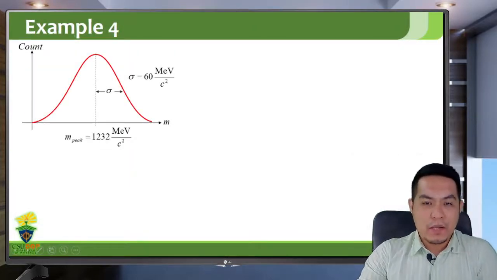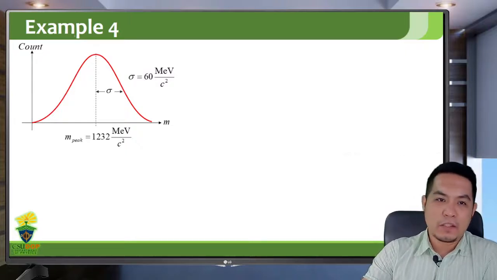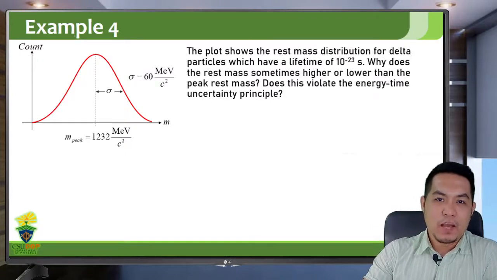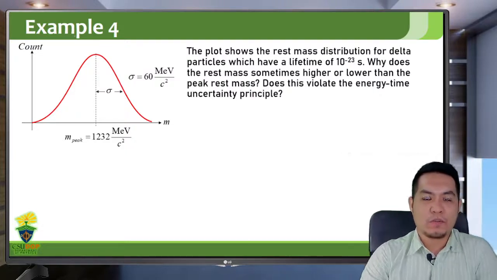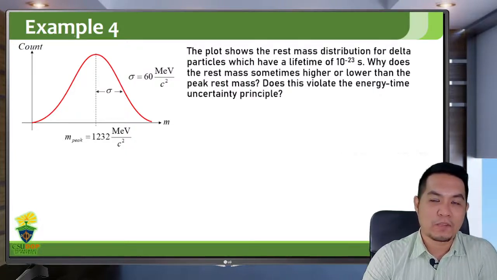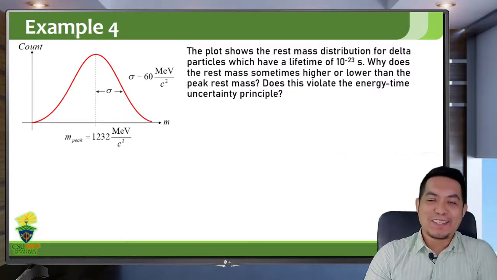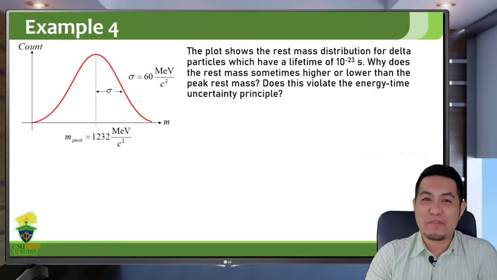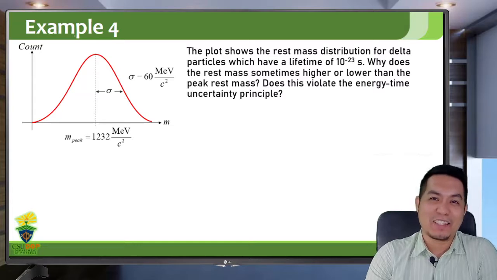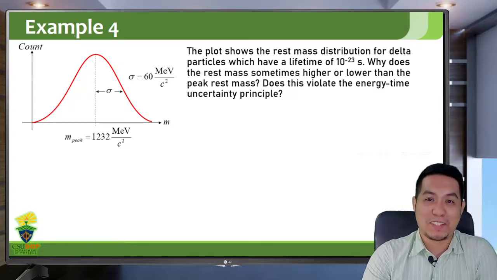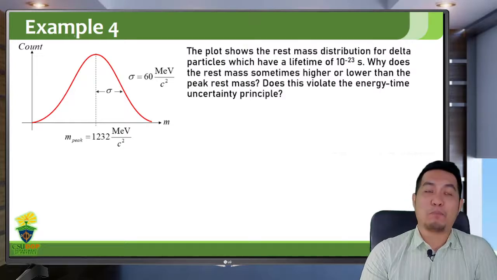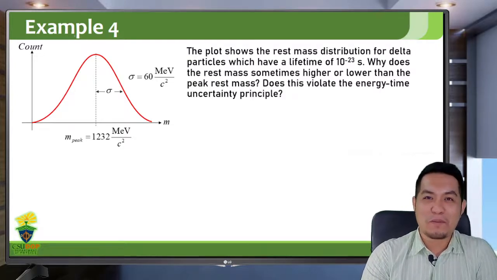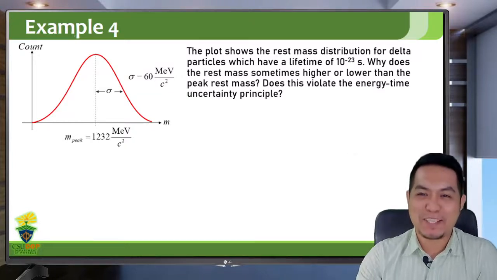So this is now an example of the energy-time uncertainty principle. The plot shows the rest mass distribution for delta particles, which have a lifetime of 10 to the negative 23 seconds. These delta particles are very, very short-lived. Their lifetime is just 10 to the negative 23 seconds, very much faster than the blink of an eye. Actually, if you blink one time, maybe many delta particles have already died by just blinking.